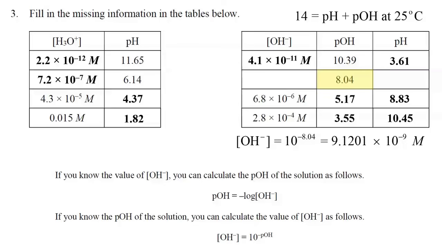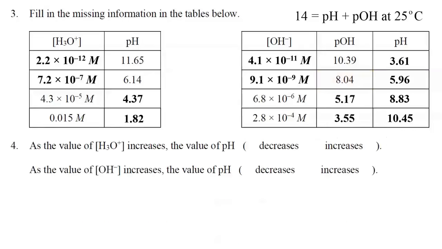That would be 9.1 times 10 to the negative 9 moles per liter. And the pH would be 14 minus the pOH, so 14 minus 8.04 is equal to 5.96. So now this table is complete, and let's move on to question 4.